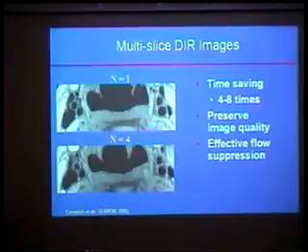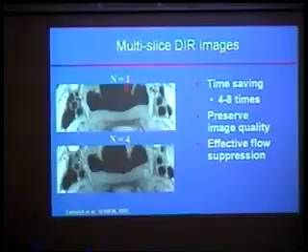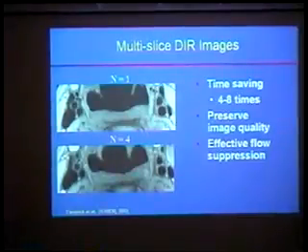These are the comparisons. The top image shows the traditional way of doing one slice at a time. The bottom image shows that if you cut the time by using multi-slice, and this is saving time, you cut the time down 4 times. And this is what you see. You get pretty comparable images, but notice that you do suffer certain signal loss in this case because the acquisition time is shorter.